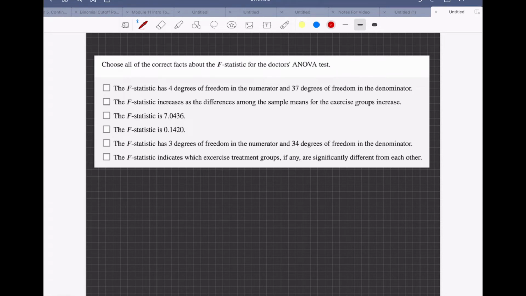So now what you have to do in this exercise after computing this is choose all the facts about the F statistic for the doctors' ANOVA test. First, the F statistic is 7.0436. Yeah, that is true. The other one is that the F statistic increases as the differences among the sample means for the exercise groups increase. That is true.